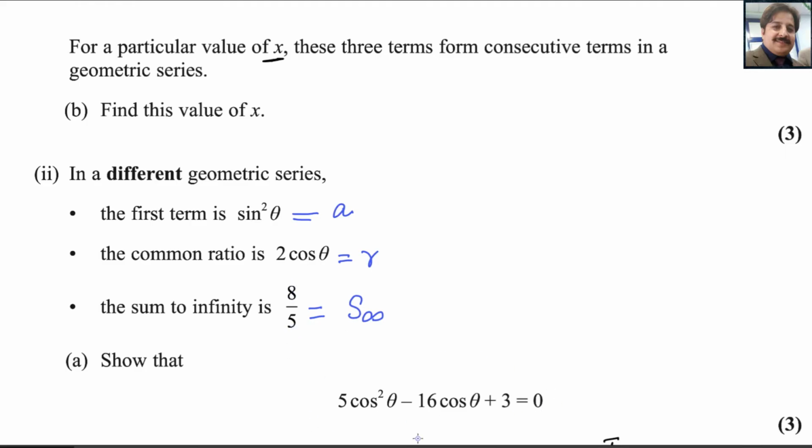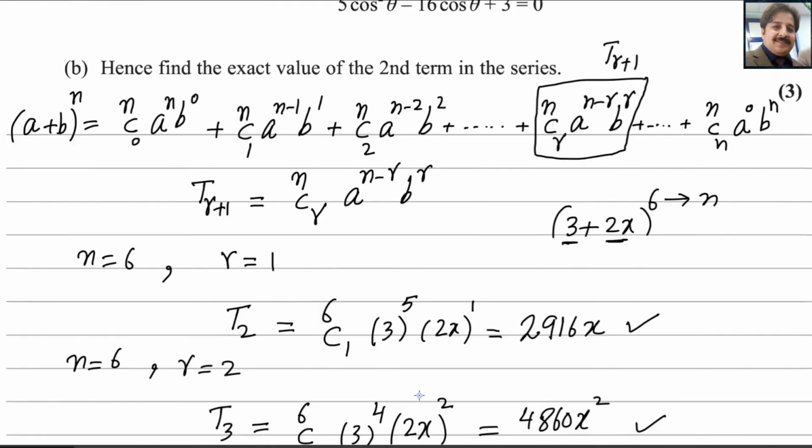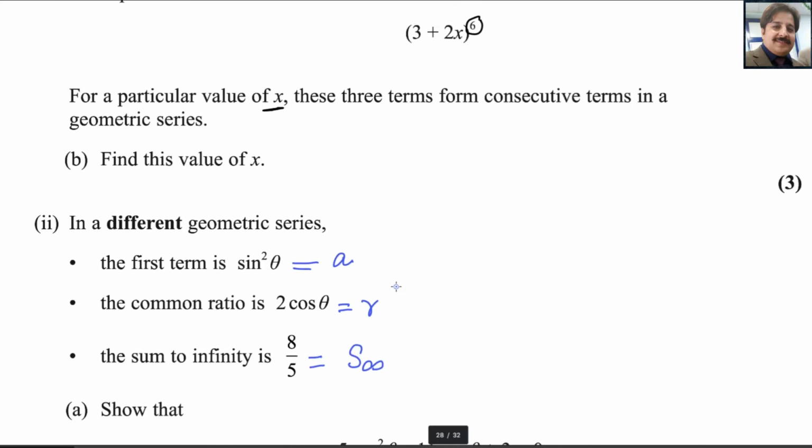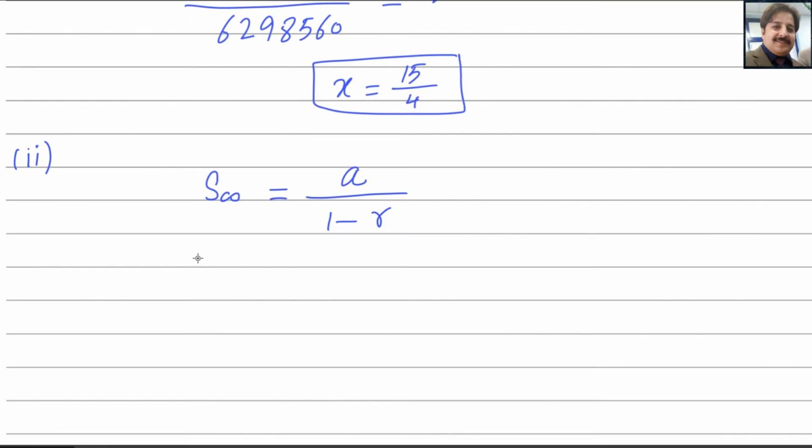We need to prove this result, and we know the sum to infinity formula when r is less than 1. There are two formulas, when r is less than 1 or greater than 1; you can use any one of them. So I'm using this formula: S infinity is equal to a over 1 minus r. We know that S infinity is 8/5, the first term is sine square theta, and r is 2 cosine theta.